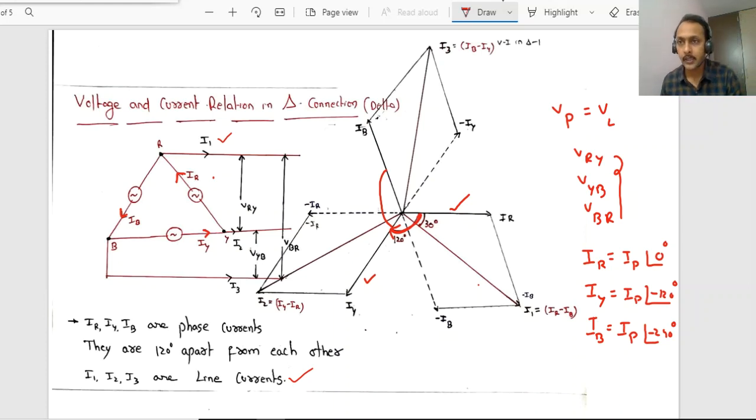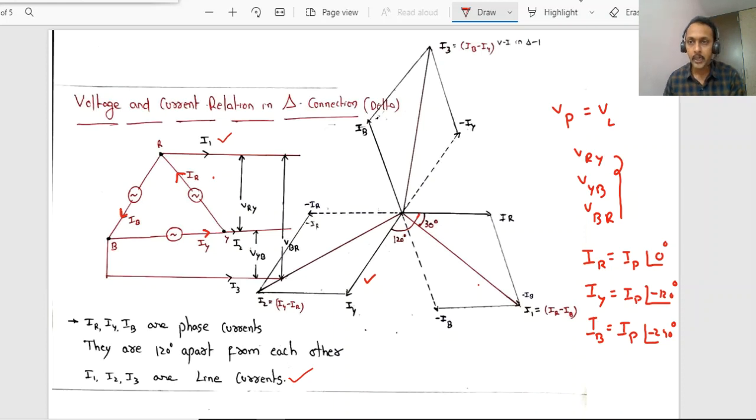What I want to say is, in a three-phase balanced system, the voltage sources will have the same magnitude but will differ by 120 degrees with respect to each other. Now this dotted line indicates the opposite, anti-phase. For example, minus IR is in anti-phase with IR. Similarly, minus IY and minus IB.